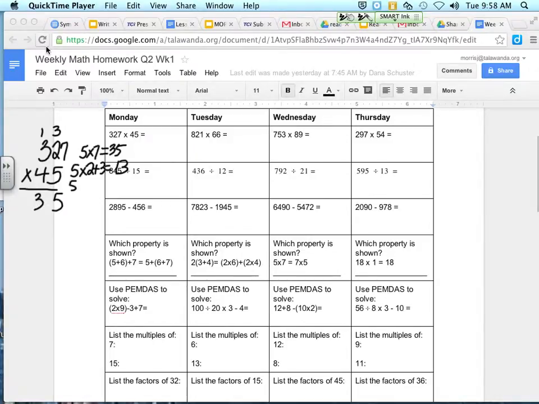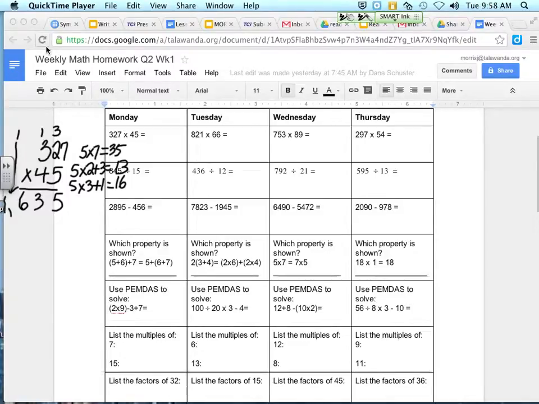And we have 5 times 3 plus 1, which equals 16. Put the 6 down and carry your 1. There's nothing there, so we're going to bring it all the way down. How many of you guys had 1,635 as your first set?